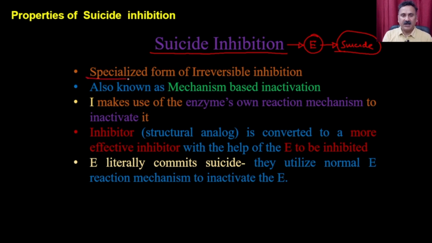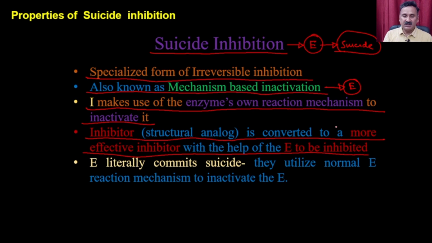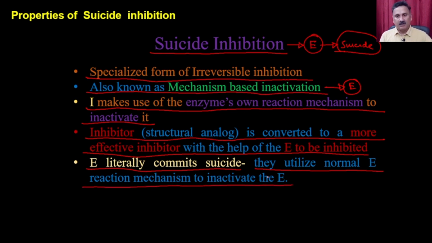So this is a specialized form of irreversible inhibition. It's also known as mechanism-based inactivation, right? Because here the enzyme actively participates in the inhibition mechanism. The enzyme inhibitor makes use of the enzyme's own reaction mechanism to inactivate it. The inhibitor, which is a structural analog, is converted into a more effective inhibitor with the help of the enzyme to be inhibited. So the enzyme is literally committing suicide because it utilizes the normal enzyme reaction mechanism to inactivate itself.